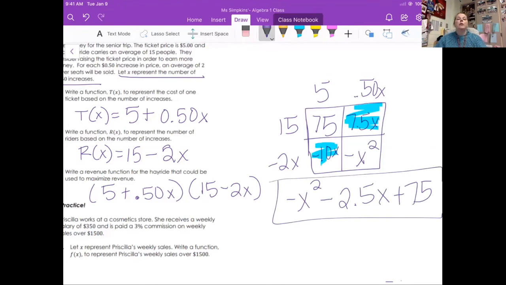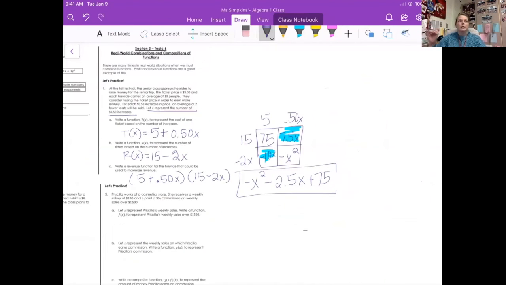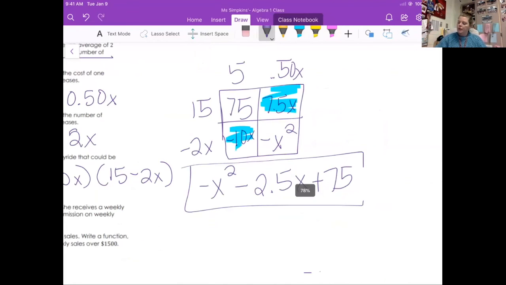So that would be the equation that this hayride company could use to figure out what the maximum profit would be based on how many riders. And we're going to do stuff like this, but not till like March or April. So for now, we're just going to leave it at the equation. But that's a quadratic equation. The squared makes it quadratic.